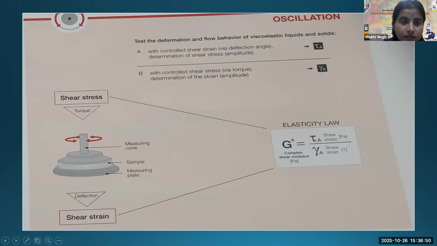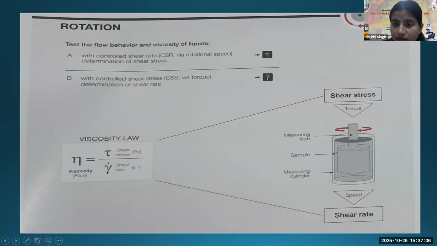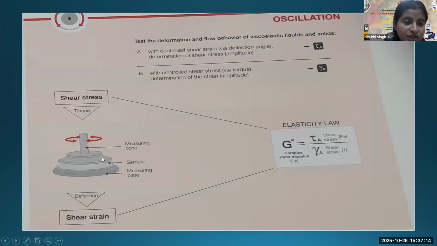Okay. Now here there is a measuring cone. The sample is placed here. The area is greater, but the length of the sample or the measuring plate is small. Unlike the rotation one, where you can add a large amount of sample, in the oscillation type you have to use a limited amount of sample. Okay.